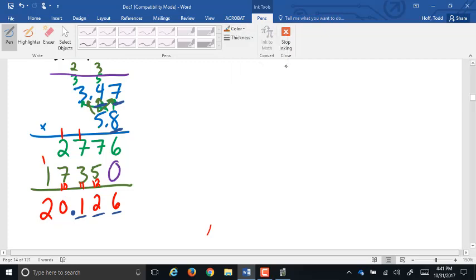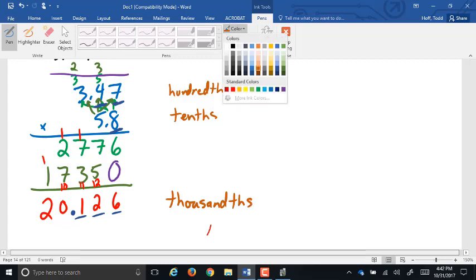Why? Well, because this is hundredths. This is tenths. Tenths times hundredths. When we multiply, we also combine the names. Tenths times hundredths has to give us thousandths. So counting those decimal places is nothing more than combining the names.